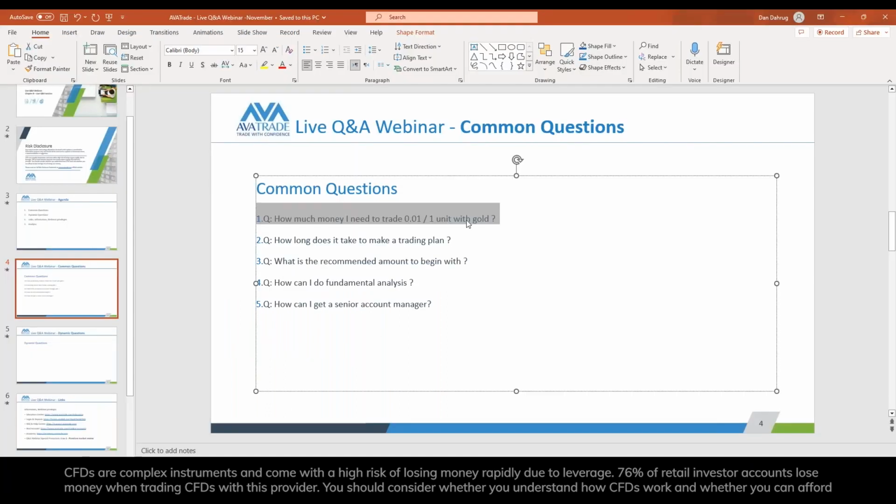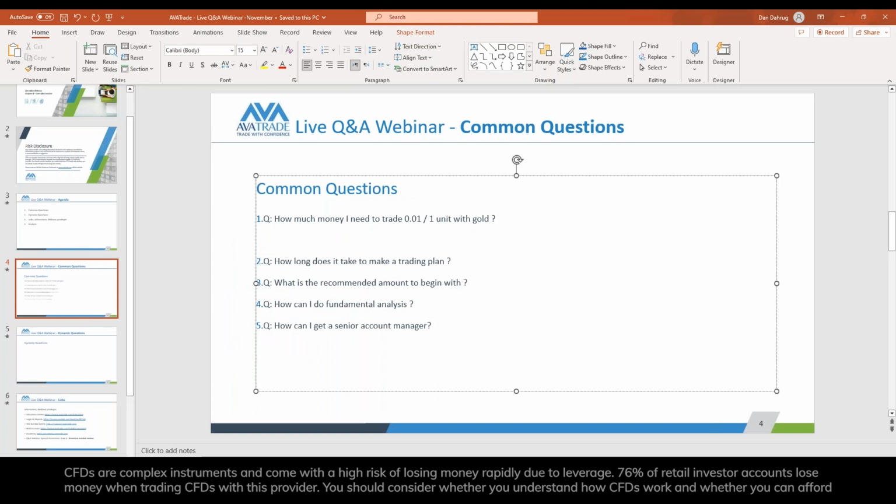Okay, so how much money do I need? I'm just going to put here: value divided by leverage equals margin requirement, the necessary amount. How much money do I need?